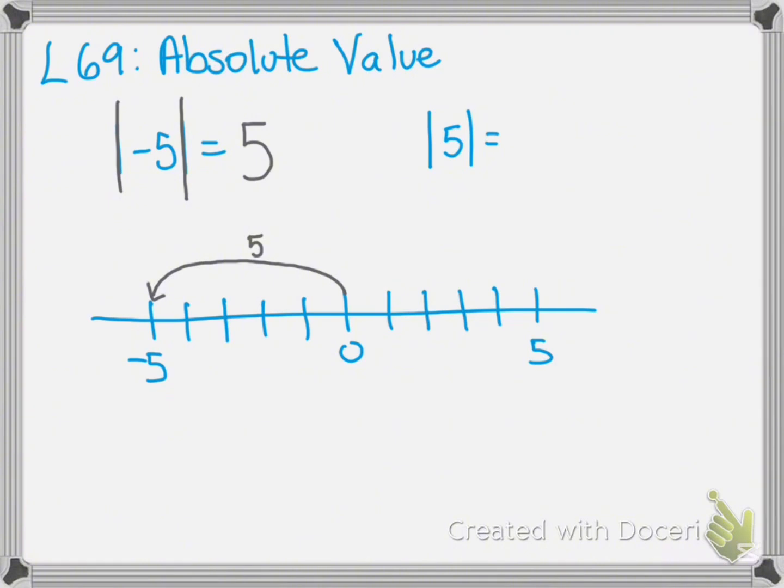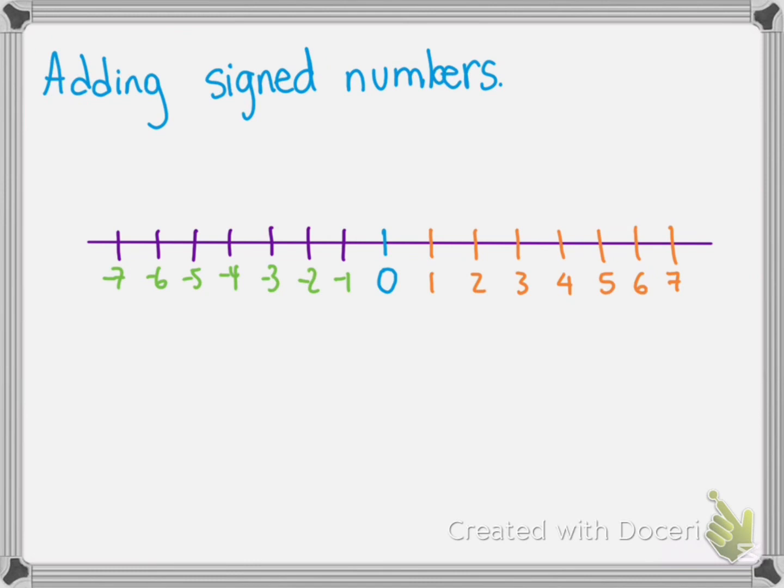Notice that the absolute value of 5 is also 5 because we have the same distance if we go to the left or if we go to the right. The second part of the lesson is about adding signed numbers. And positive numbers are to the right of 0. But then we also have the negative numbers that are to the left of 0.